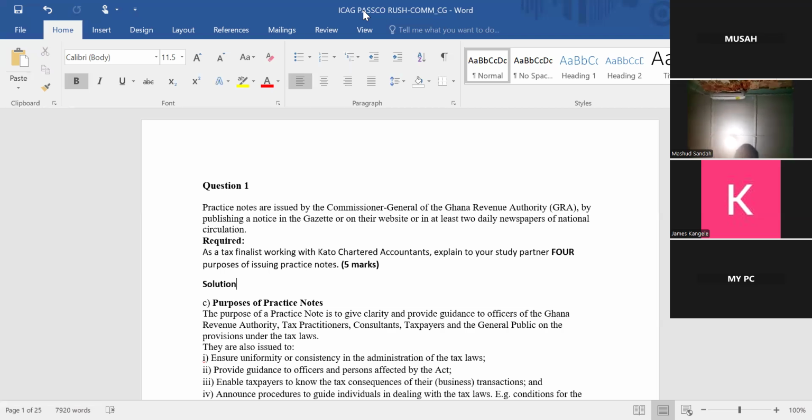Who can give us some examples or instances that we can say that this is a form of the taxpayer communicating to GRA or the GRA communicating to the taxpayer? Anybody who can help us? Okay. A clear example is the tax return we filed.